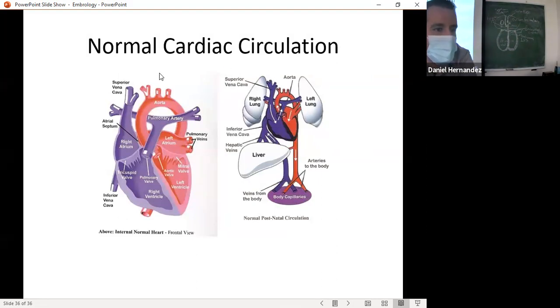And this is just a diagram showing our normal cardiac circulation, which we should all know by now.